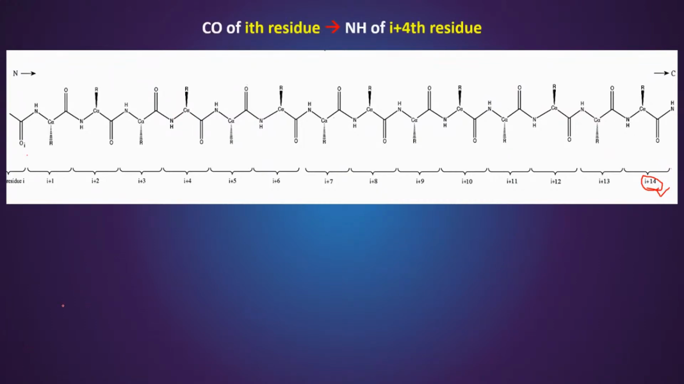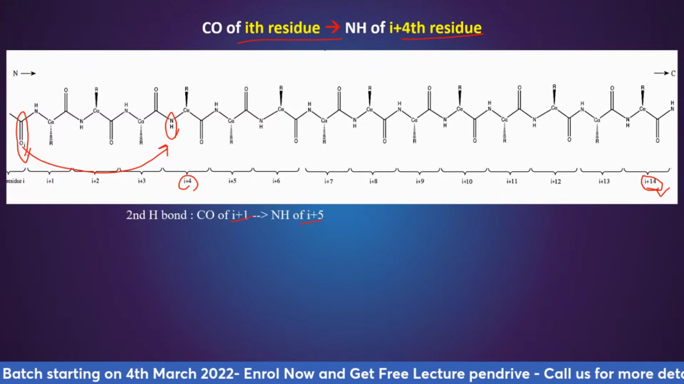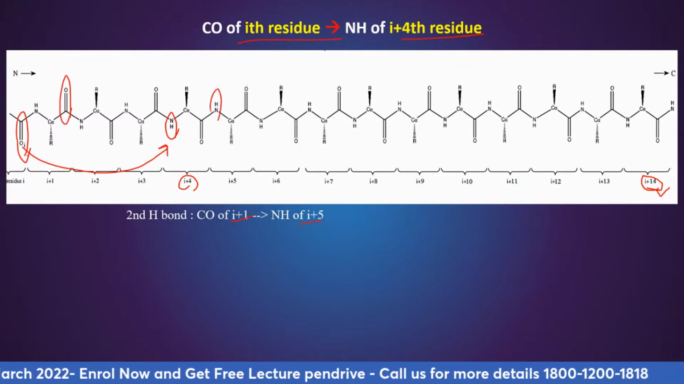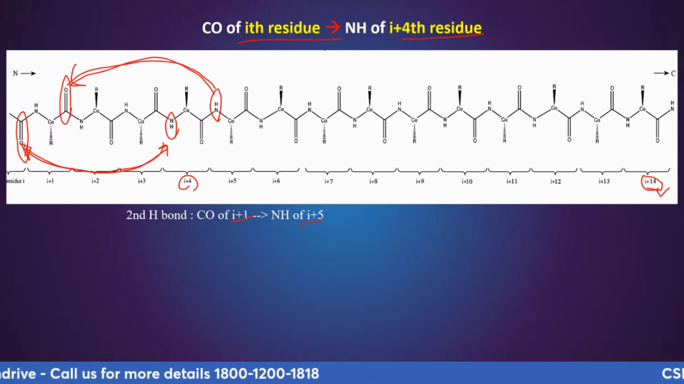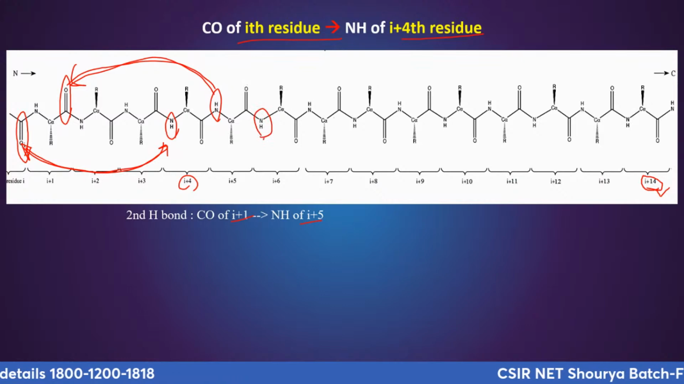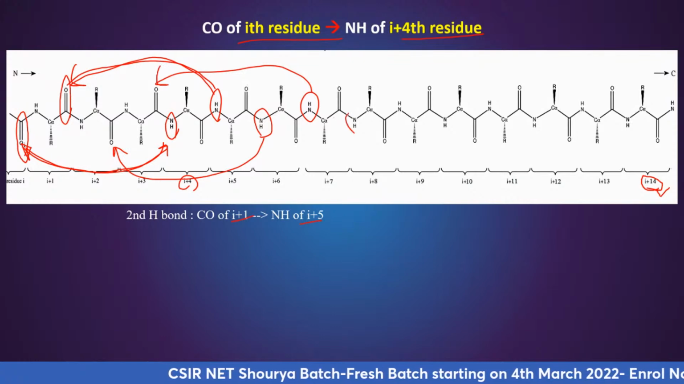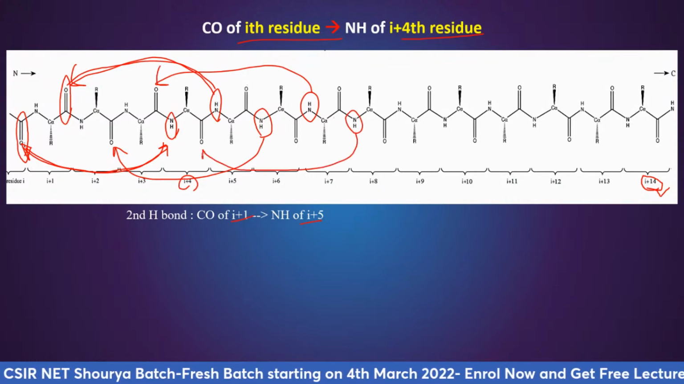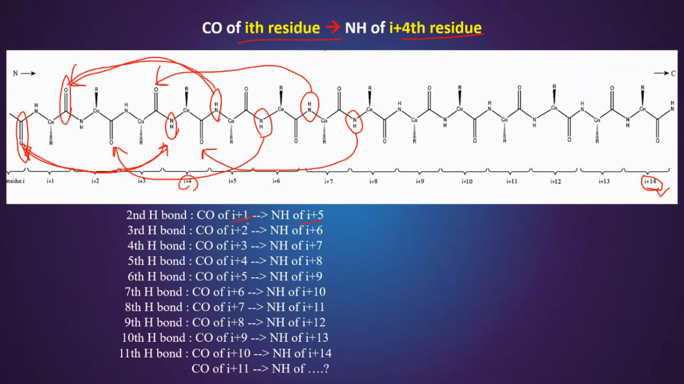I told you the bonding that we have: ith residue to I plus 4th. So CO of the ith residue goes to the NH group of I plus 4. This is your first bonding. The next bonding will be CO of I plus 1 to NH of I plus 5. Actually it goes this way because the donor is the NH group, so I will write it this way. Just keep on doing that. This group to this group, then this group to this group. Like this, you just have to keep on making the bonds. If you keep on doing that and keep on counting, that's what you will get.